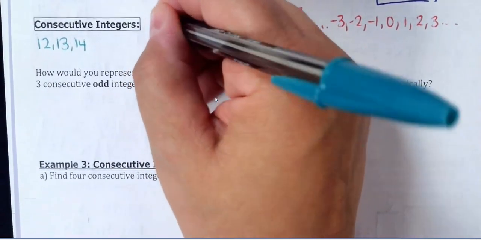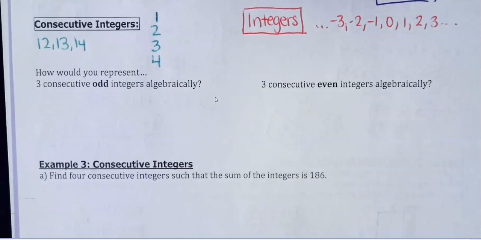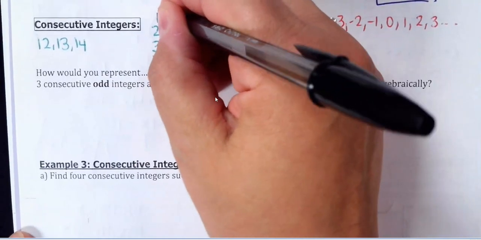So I'm literally just going to write 1, 2, 3, 4. We could keep going, 5, 6, 7, 8. I'm just going to do 4 consecutive integers here, and I'm going to show you how to represent this algebraically. You can pick your favorite letter. I am just going to use X because that is the default for my brain apparently.